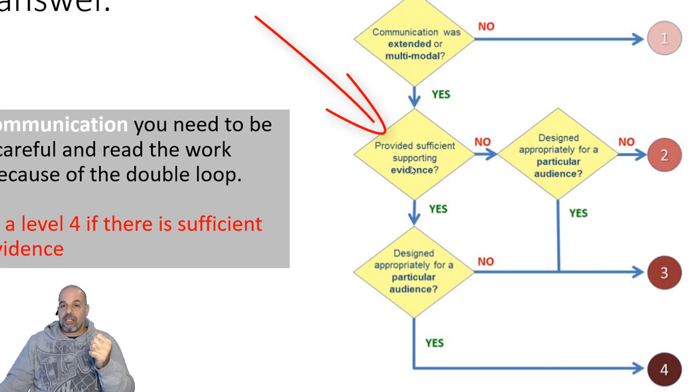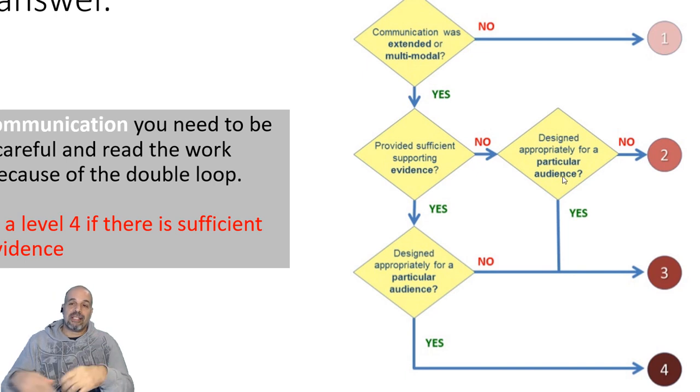So depending on this one here, if they've actually designed something for a particular audience, then it will become a level 3 if they have not provided sufficient evidence. If they haven't provided sufficient evidence and they haven't designed something for a particular audience, it stays at a level 2. Now, if they've designed something for a particular audience and there is supporting evidence of the work, then you can go to a level 4.